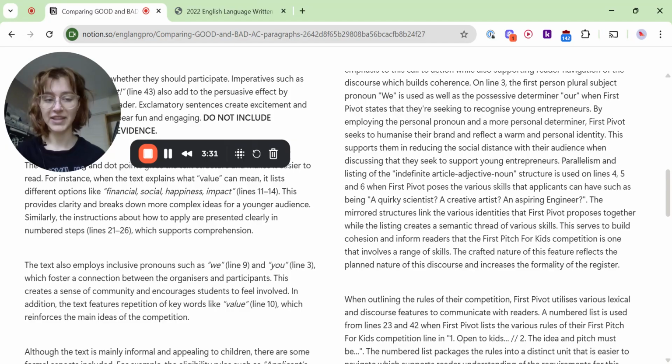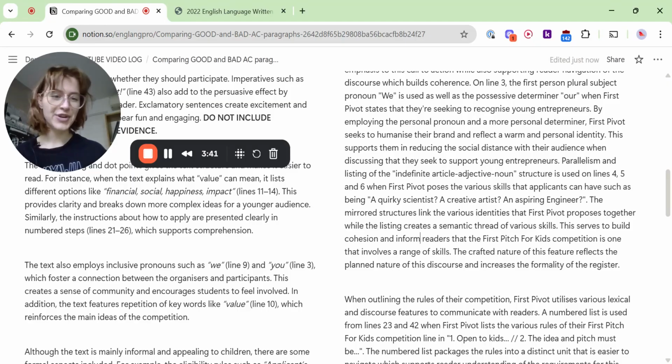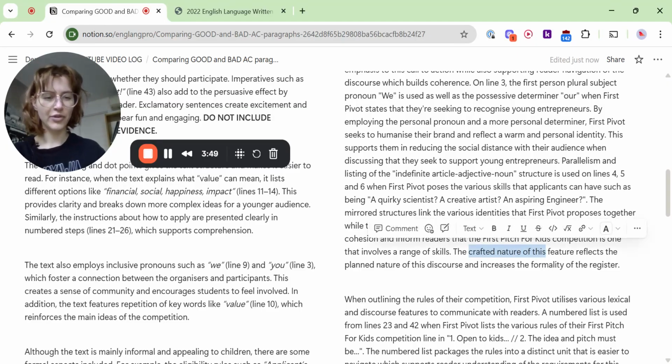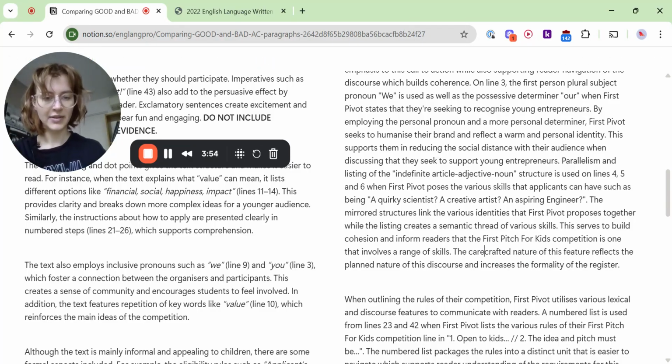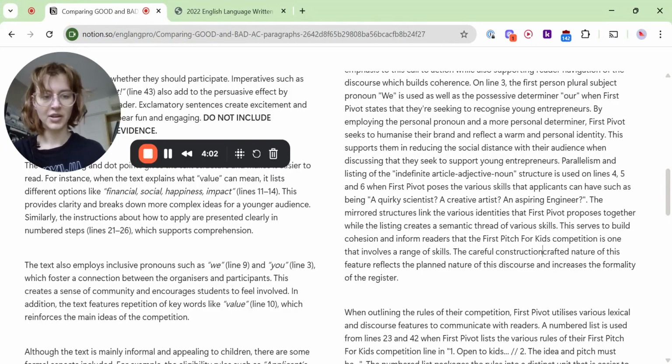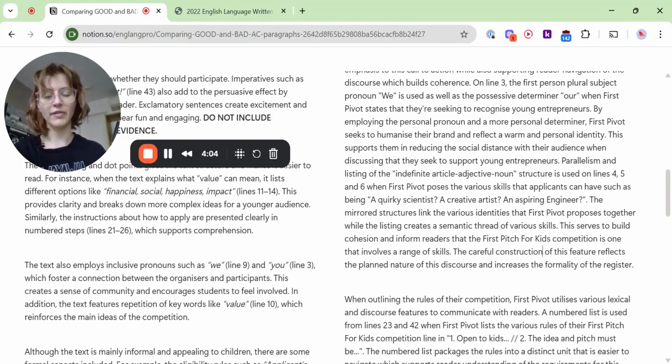The crafted nature of this feature reflects the planned nature of the discourse. So here we've got nature said twice, and that could definitely be improved. In fact, you don't even need the crafted nature. Although you could say the careful construction of this feature reflects the planned nature of the discourse and increases formality.